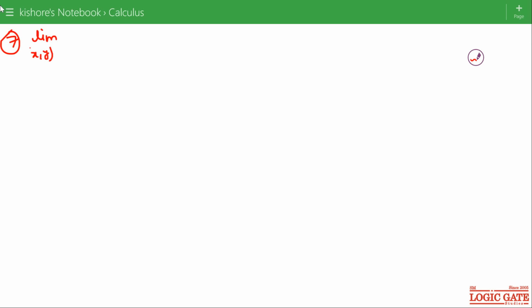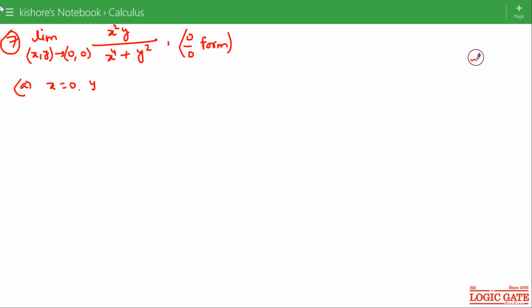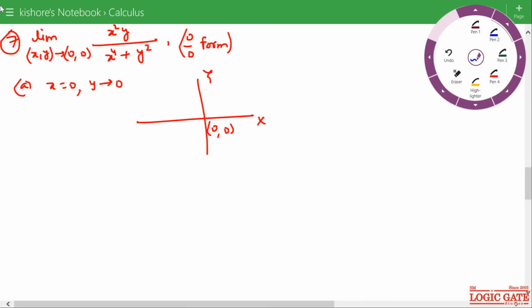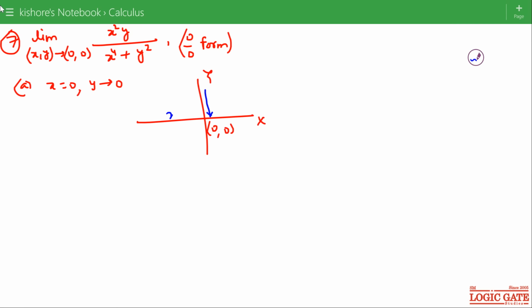Limit x, y tending towards 0, 0, and the function is x square y divided by x to the power 4 plus y square. See, this is in 0 by 0 form if I substitute the limits directly, so we will try different paths. X is 0 and y is tending towards 0. It means we are approaching the point 0, 0 through the y-axis. Y is tending towards 0 and we are keeping x 0. So limit y tending towards 0, x is 0, so this is 0.